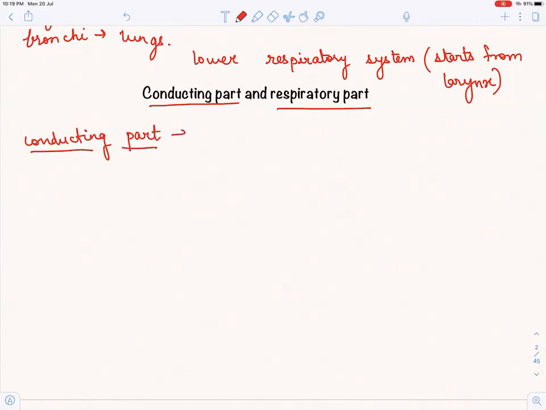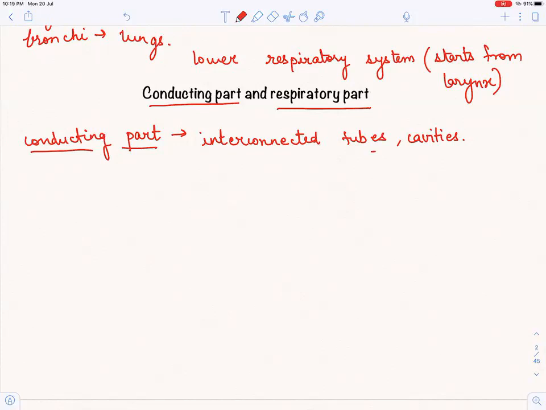It is conducting something. If you have to conduct something, if something has to go, what all things will be there? There will be interconnected tubes, right? And there will be cavities, right? Since we are talking about respiration, this is the interconnected tubes and cavities.